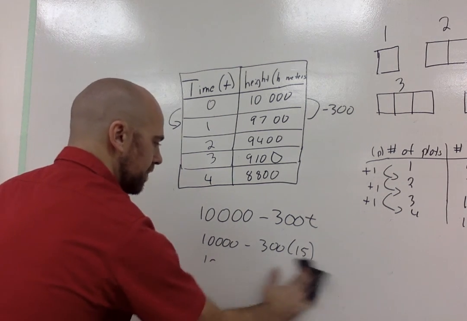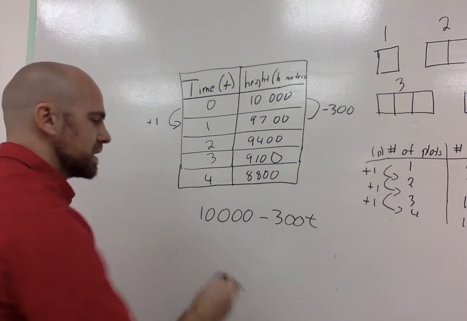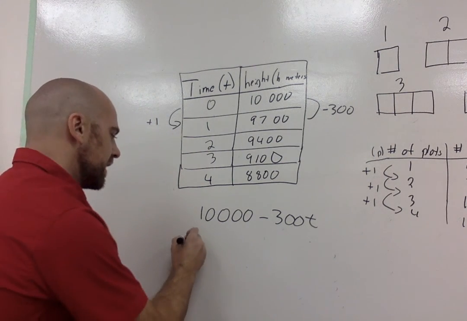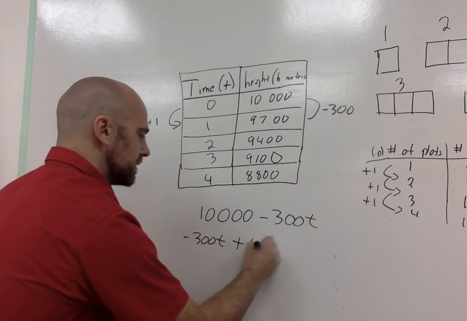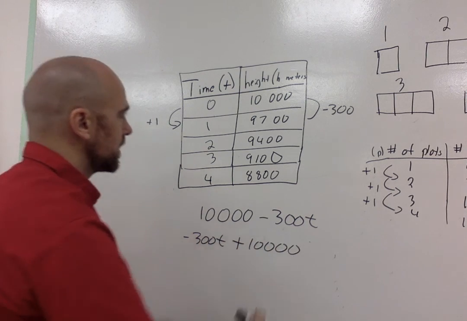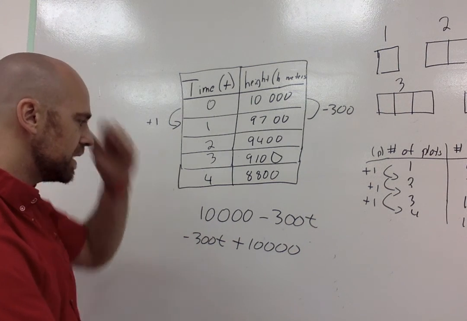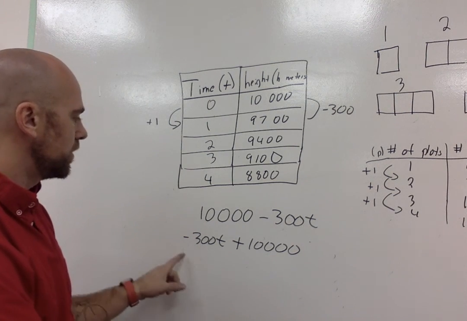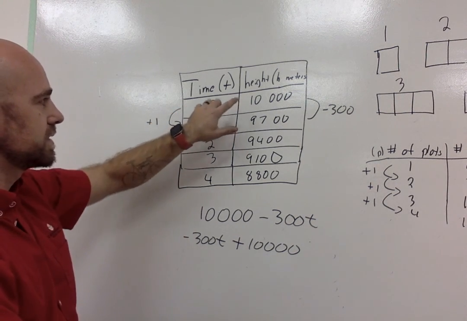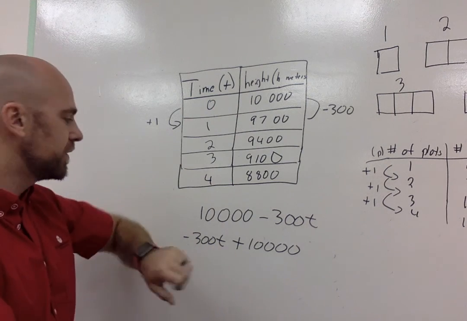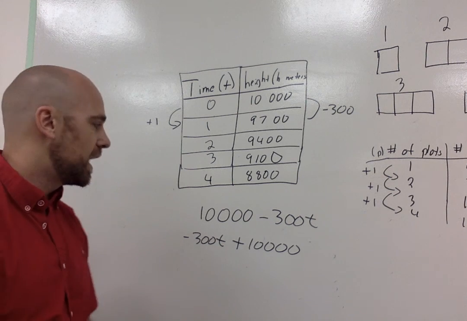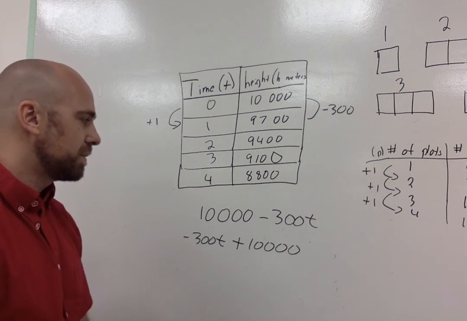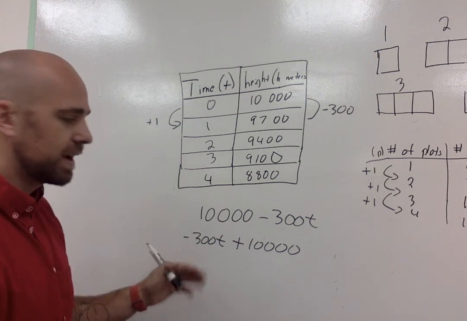The other scenario that we can do is we could actually say negative 300t plus 10,000, because we started at positive 10,000. And we know that this is 10,000 at 0. So that becomes our numerical coefficient. For a lot of you, it might just be easier to see it reversed. So you're saying 10,000 minus 300t instead of negative 300.